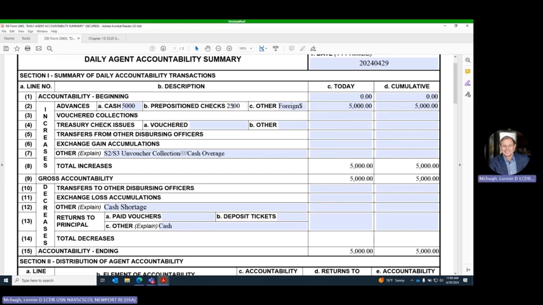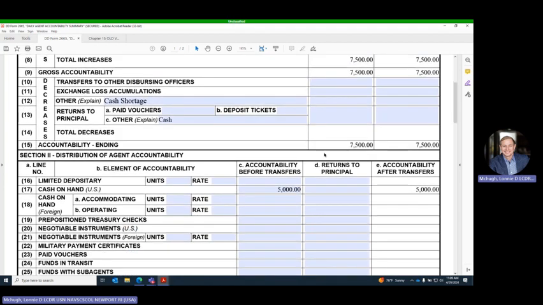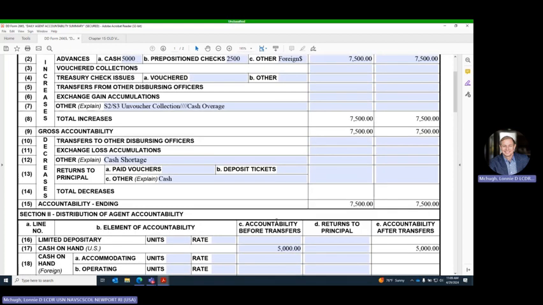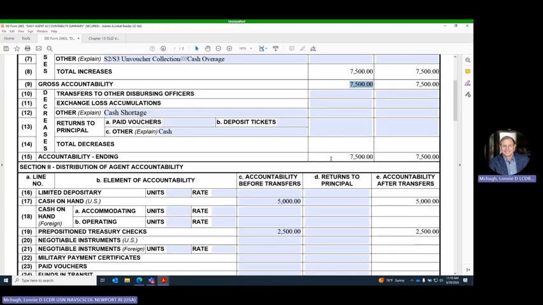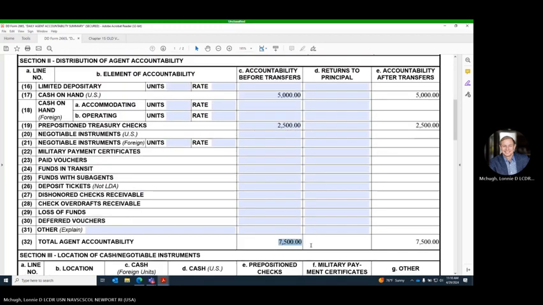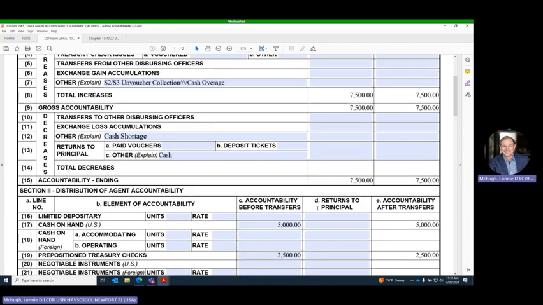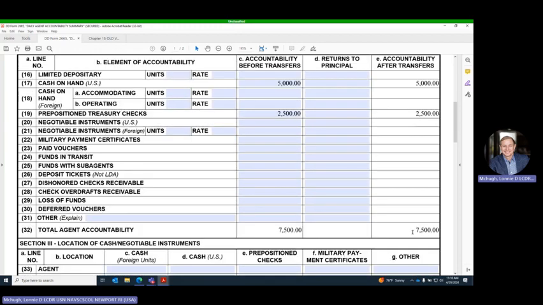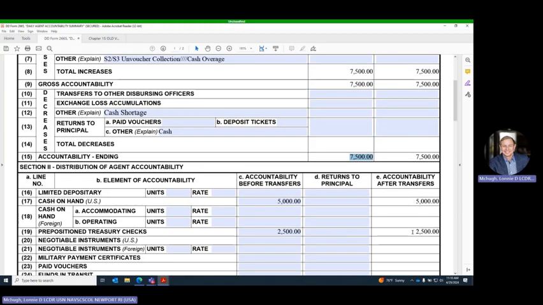All right, we also received pre-positioned checks in this advance, so we're going to increase this to 7,500. This carries over to 7,500 here. Then we are going to scroll down to pre-positioned Treasury checks, line 19, and enter 2,500 here. Again, we're going to check: does line 9, gross accountability, match 32 Charlie? It does. Then we check line 15: does this match our 32 Echo? It does, so we balance.